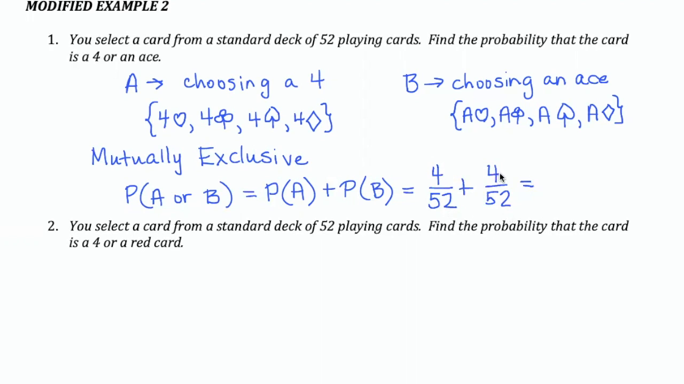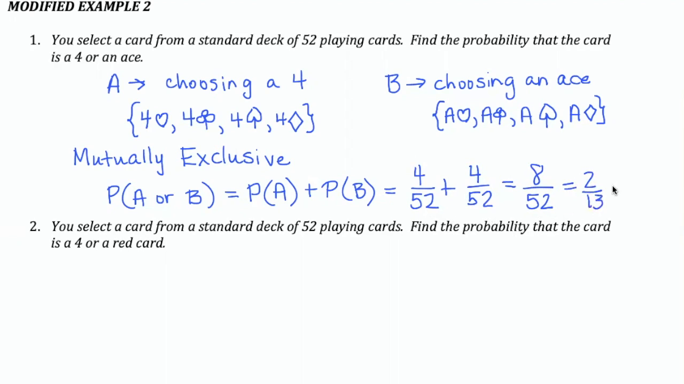So I would add my numerators. 4 plus 4 is 8. Remember, when you add, you just keep the common denominator. The answer is going to be 8 over 52. That does reduce to 2 over 13. And if you pick up a calculator, that's going to be approximately 0.154.